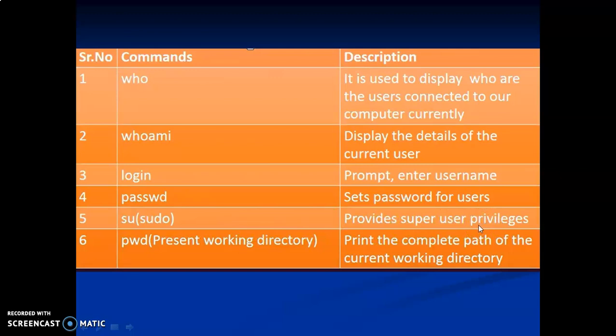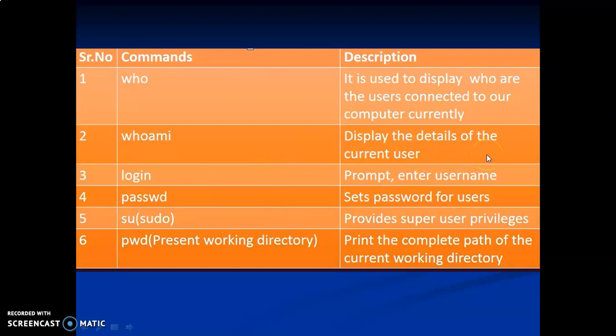In Linux, the super user is root. So if you want to perform some tasks in Linux, you will require super user privilege. Suppose you want to add users or give a password to a particular user, then you will require super user privilege. Without that privilege, you cannot add any users or perform that particular task. So this command is used for that purpose, to provide the super user privileges. And the last command is the pwd command, that is, present working directory, which will give the present working directory or home directory for that particular user.